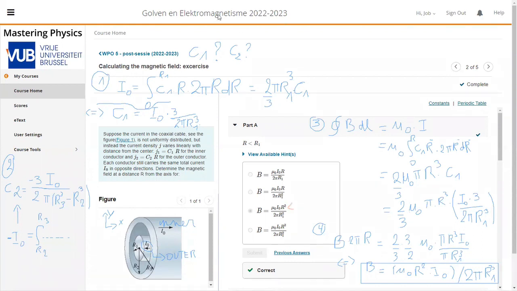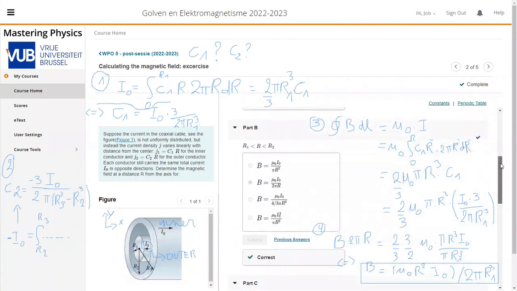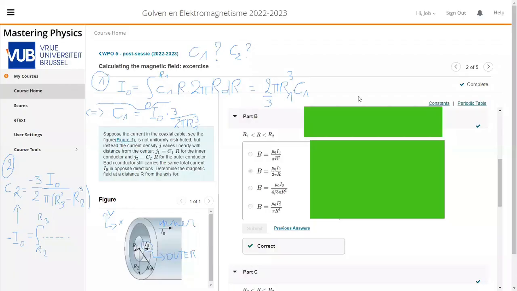Okay, let's go for part B. For part B, you just have to do it like this. So basically they say R1 and R2. So R1 is touching here and R2 is touching there. So it's for the inner, you know. Just the inner.